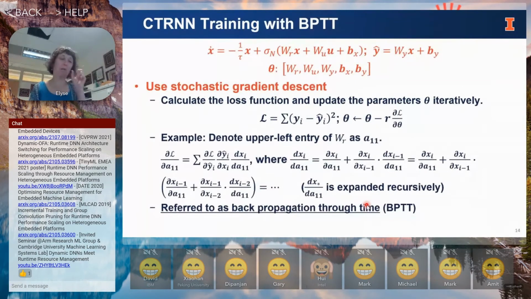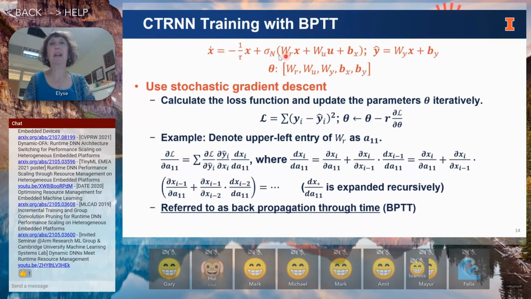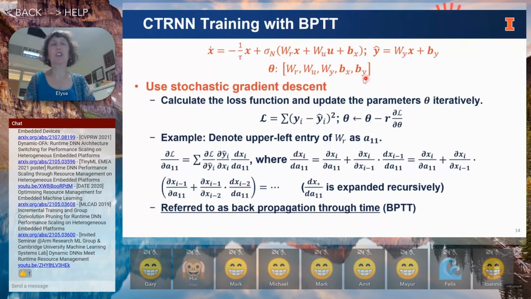All right, so let's look at BPTT backprop for a moment to understand why it can cause problems if we use a high order solver. At the top of the page, I have the model equations written out. We have our state equation, the output equation, and a parameter vector theta, which contains all of the model parameters. Now we optimize or train this model using stochastic gradient descent. Our loss function is mean square error, and we update the parameters based on the gradient of the loss function and some learning rate parameter R.